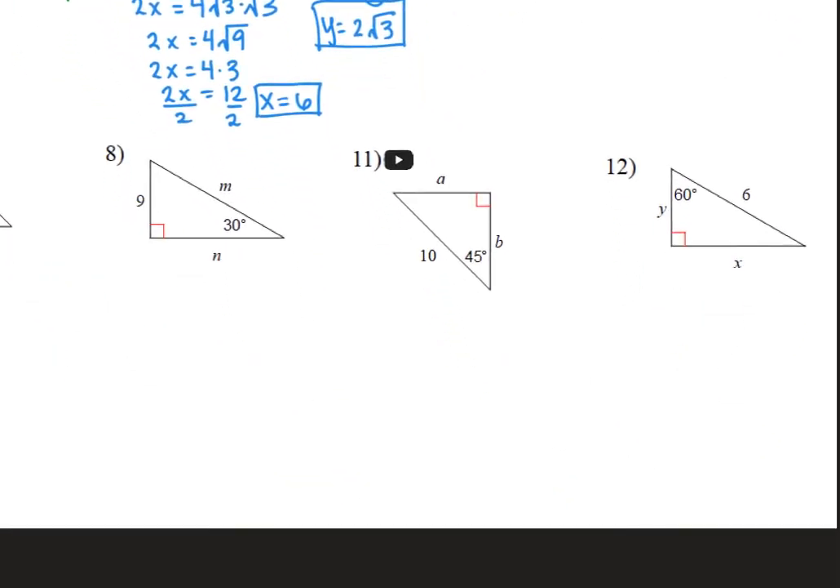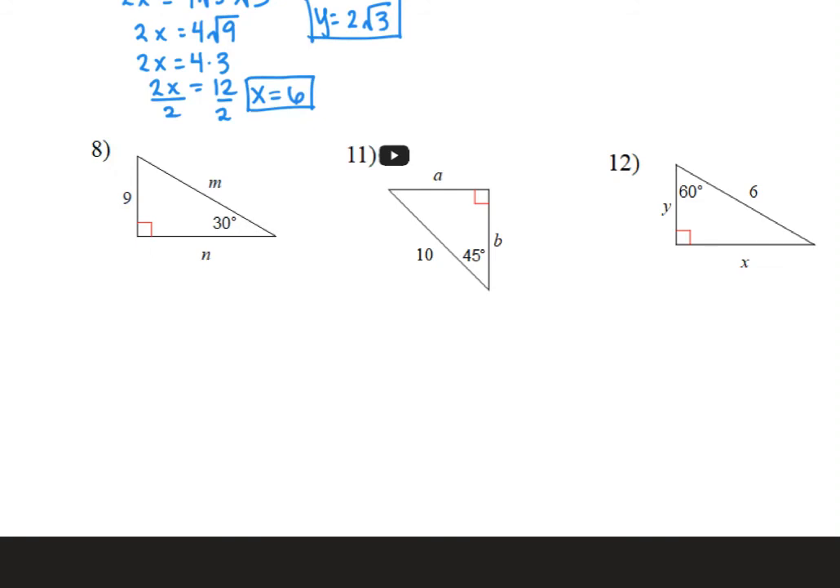Okay, number 11 is a 45-45-90 triangle. So I'm going to make my 45-45-90 triangle. That's 1, 1, root 2. And I'm going to go ahead and highlight the hypotenuse in yellow, my legs in blue. And now we're going to set up our ratios. Doesn't matter which one you start with. I'm going to solve for a first. So a over 1 equals square root of 2, equals 10 over the square root of 2.